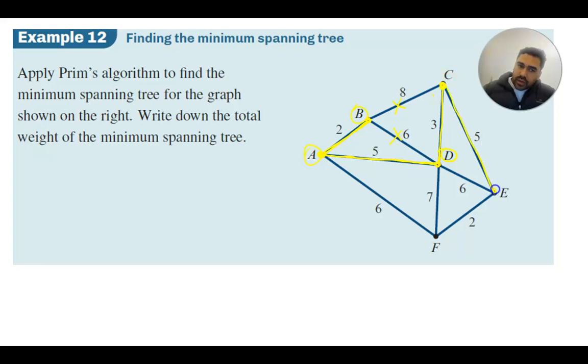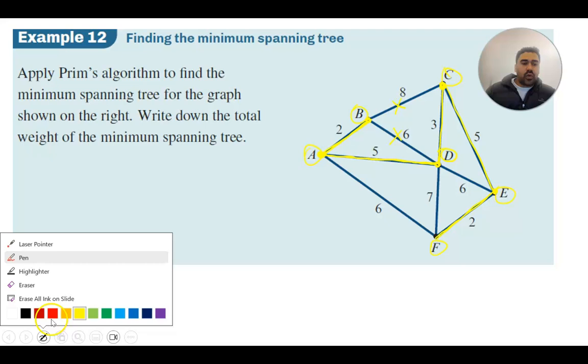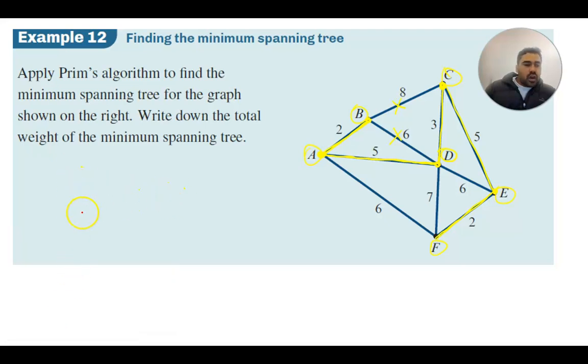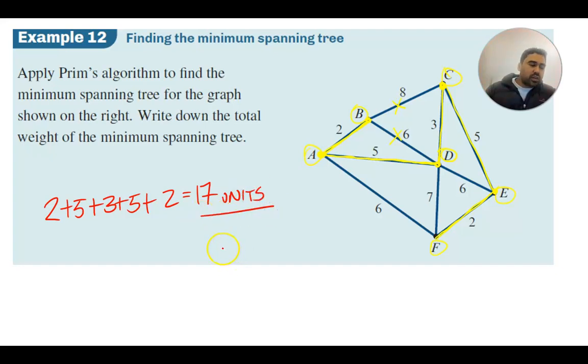And the last one that we have is this F, which is 2. Branched out. Now this has ensured that every single vertex is connected, and the minimum amount that we have completed is also taken into consideration. This adds up to 2 plus 5 plus the 3 plus the 5 plus 2, which is 17 units. This is the smallest or minimum spanning tree that we can create.